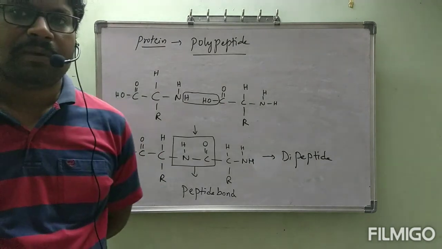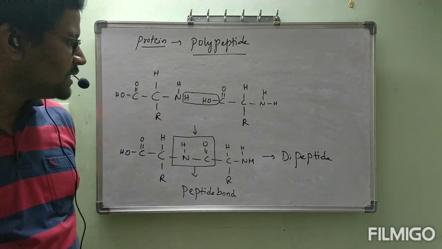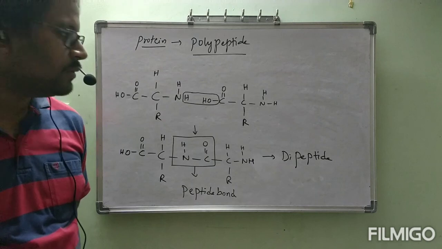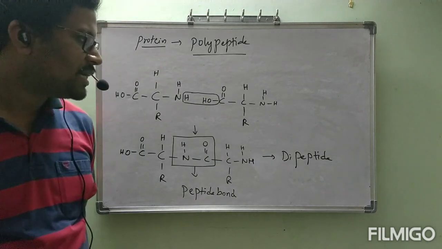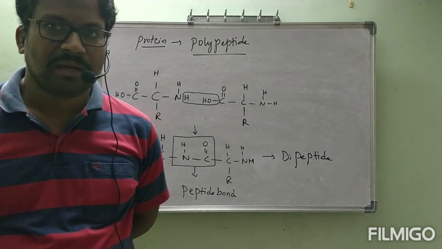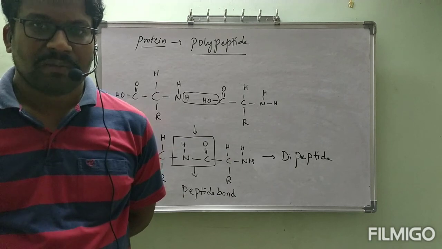Protein is nothing but polypeptide. The peptide bond is present between two amino acid molecules. It is like condensation polymerization only, like a polyamide. If two amino acids are there, that is called dipeptide. If three amino acids are there, that is called tripeptide. Like that we can classify them. In the next class we will continue with proteins only.